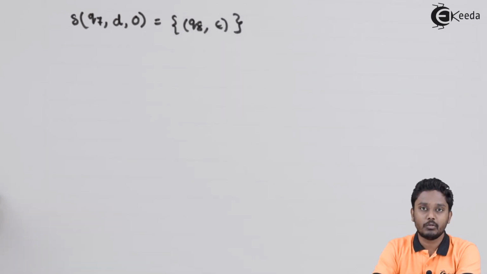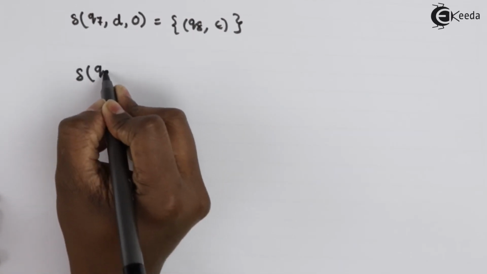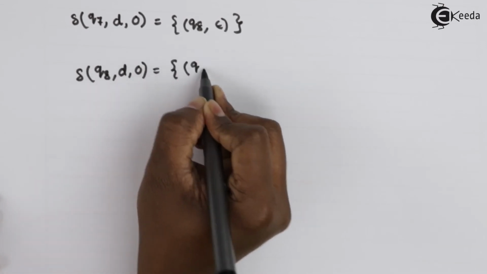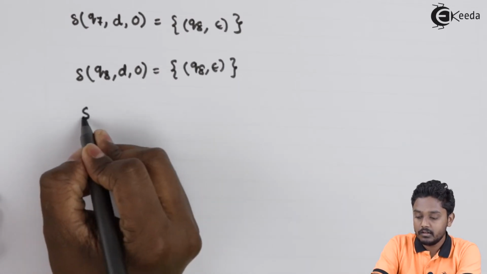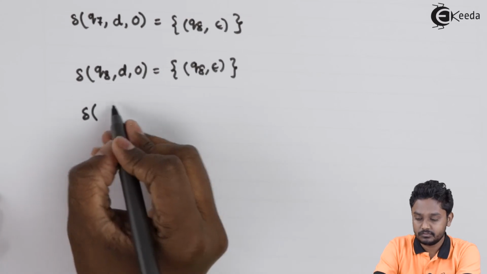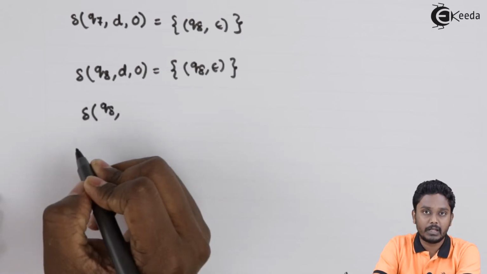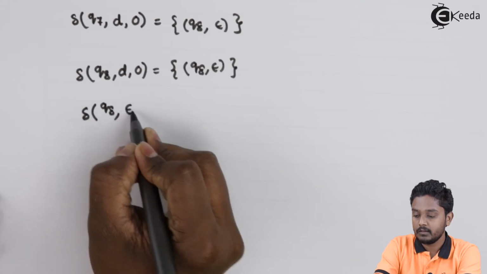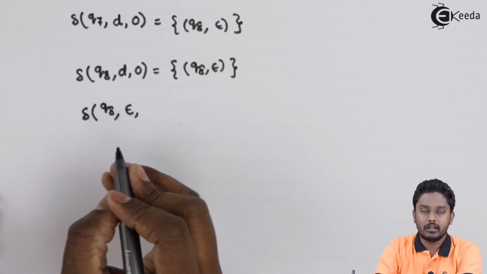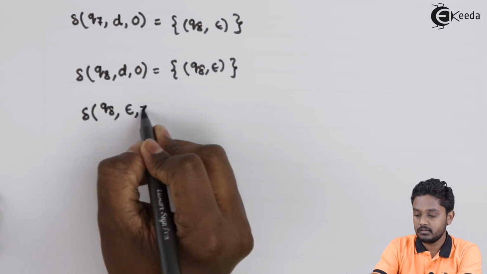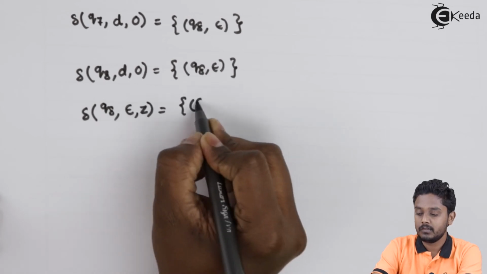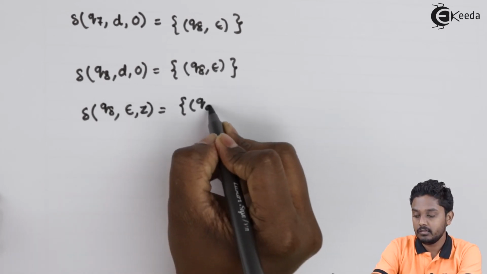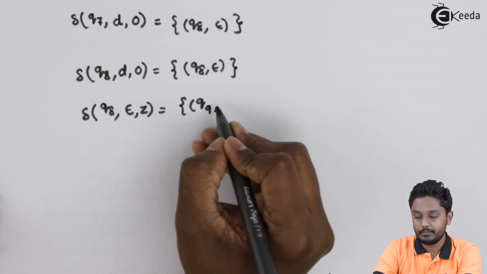On Q8, we will start counting the number of Ds and compare them with the number of Bs. Now the final transition: delta of Q8 with empty string and Z as the top of the stack. We'll go to the final state, Q9, keeping the Z as it is.